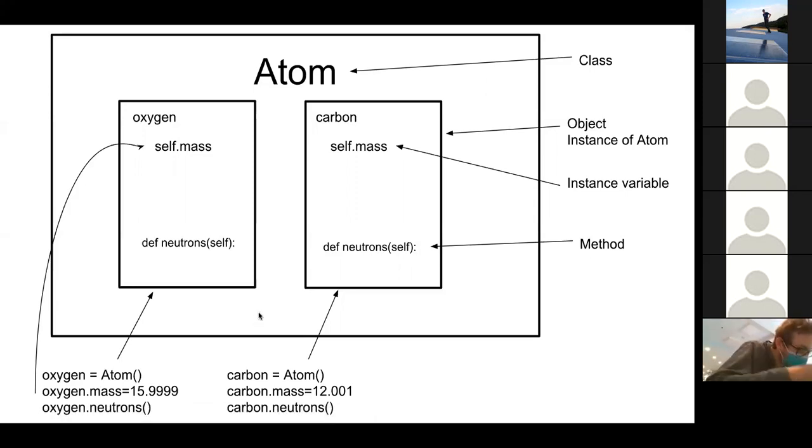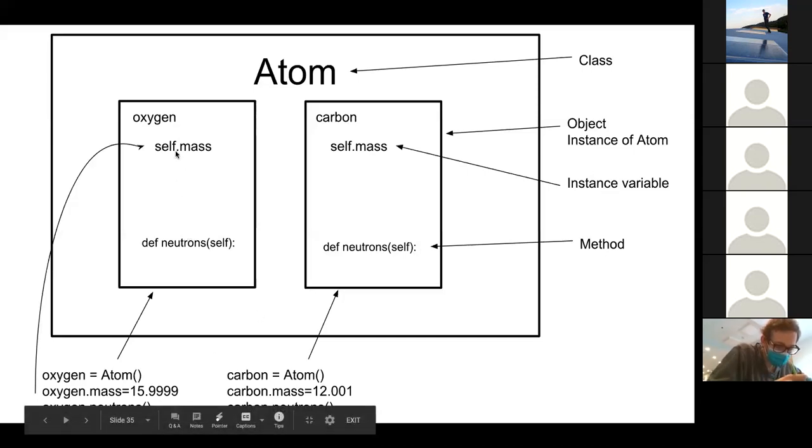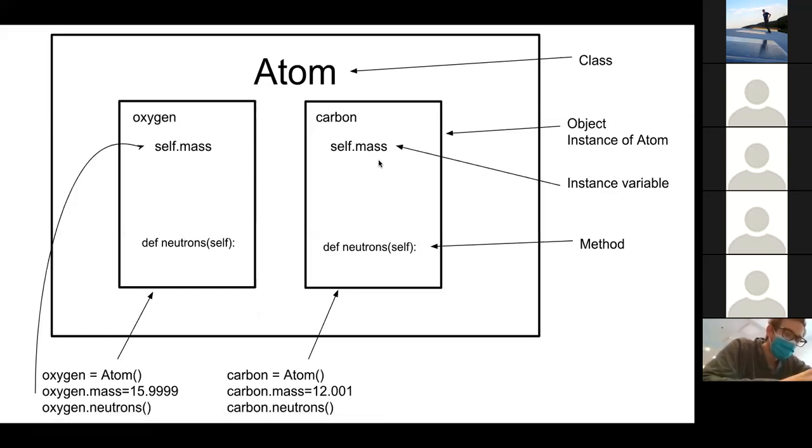And then if we want to get to things that are in the object, we can just use the name of the object as a prefix. When I say oxygen.mass, that's getting to self.mass inside of oxygen. Carbon.mass is getting to carbon's mass. And of course, I can call oxygen.neutrons, I can call the neutrons function on oxygen. So we have this idea of encapsulation. An object is an encapsulation of some variables and some methods.